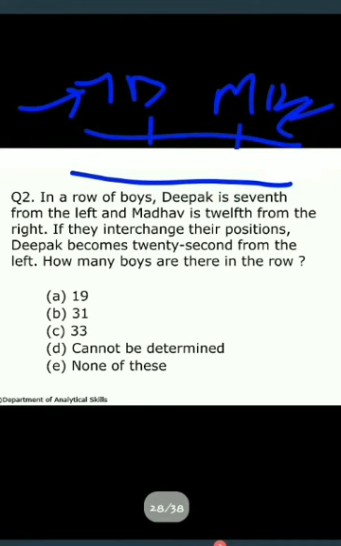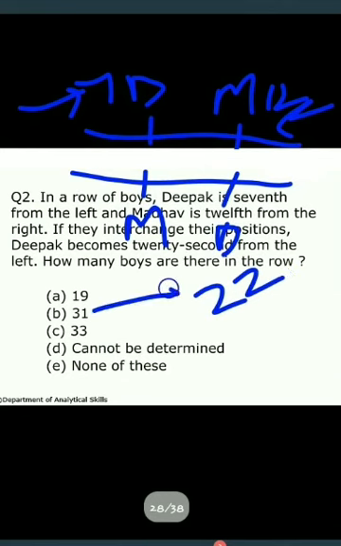And if they interchange, now in place of Deepak who will sit? Yes, Madhav. And in place of Madhav who will sit? Yes, Deepak. Then the new position of Deepak is 22nd from the left. Now we know the position of Deepak is also given from the right. What is the position of Madhav here from the right? 12. Same is the position of Deepak. So we can say the position of Deepak from the right side is 12th. Now we know the position of Deepak from the left side and from the right side also. Can we calculate the total number of students?